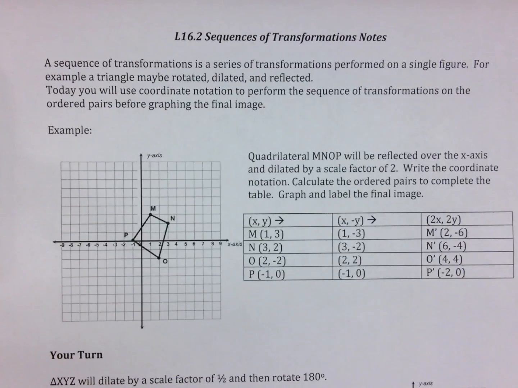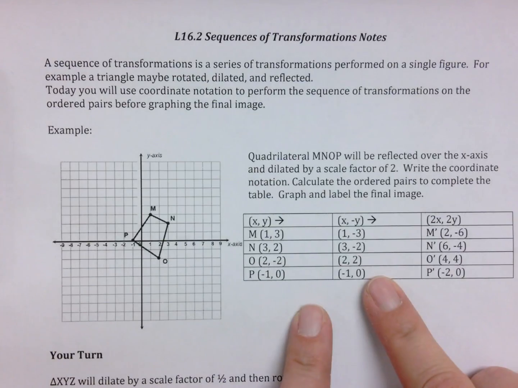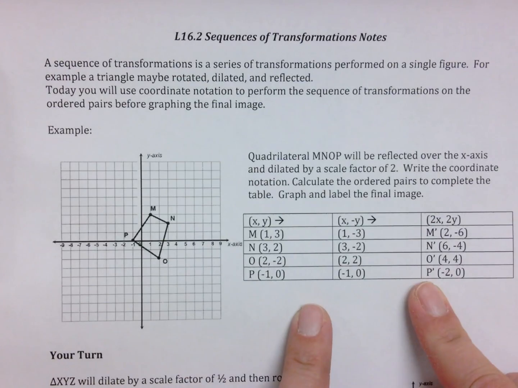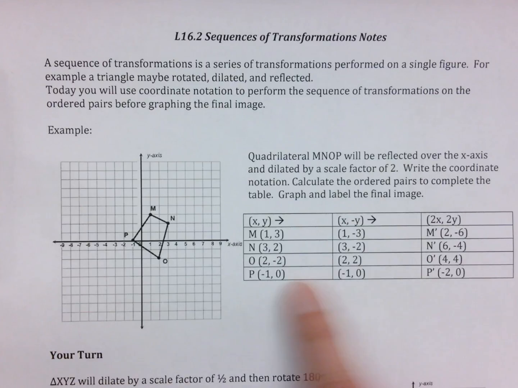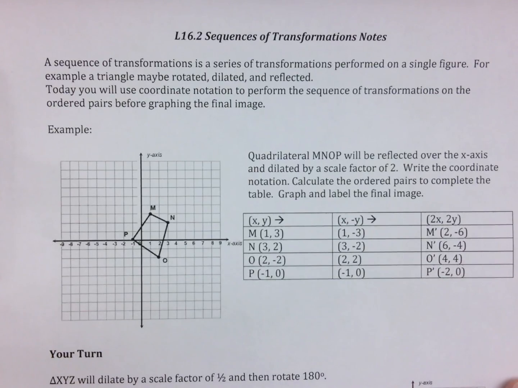So in the first problem that we have here, the example, I just want you to watch me walk through this example. Quadrilateral MNOP will be reflected over the x-axis and dilated by a scale factor of 2. Write the coordinate notation, calculate the ordered pairs to complete the table, and graph and label the final image. Now the table for this one is actually already filled in. So let's talk about how these numbers came into existence.